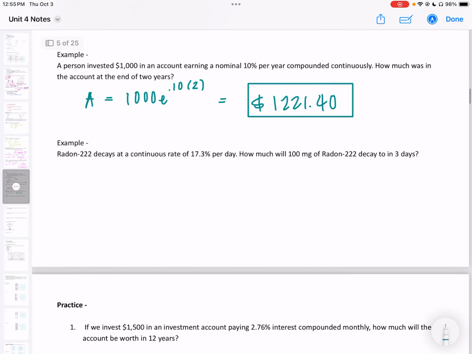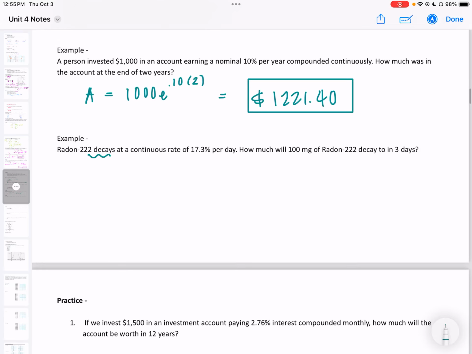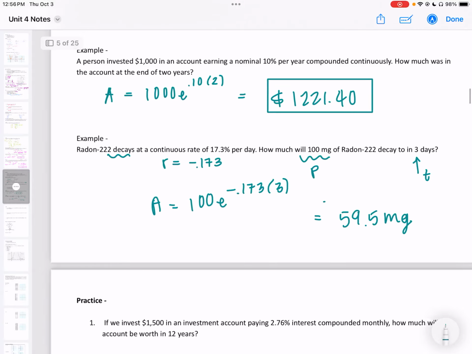Another example here is decaying at a rate of 17.3%. That tells you that r is going to be negative. Okay, that's really important. We have 100 milligrams to start, and our time is now in days. So we have A equals 100 times e to the power of that rate times 3 days, which leaves us with 59.51 milligrams.